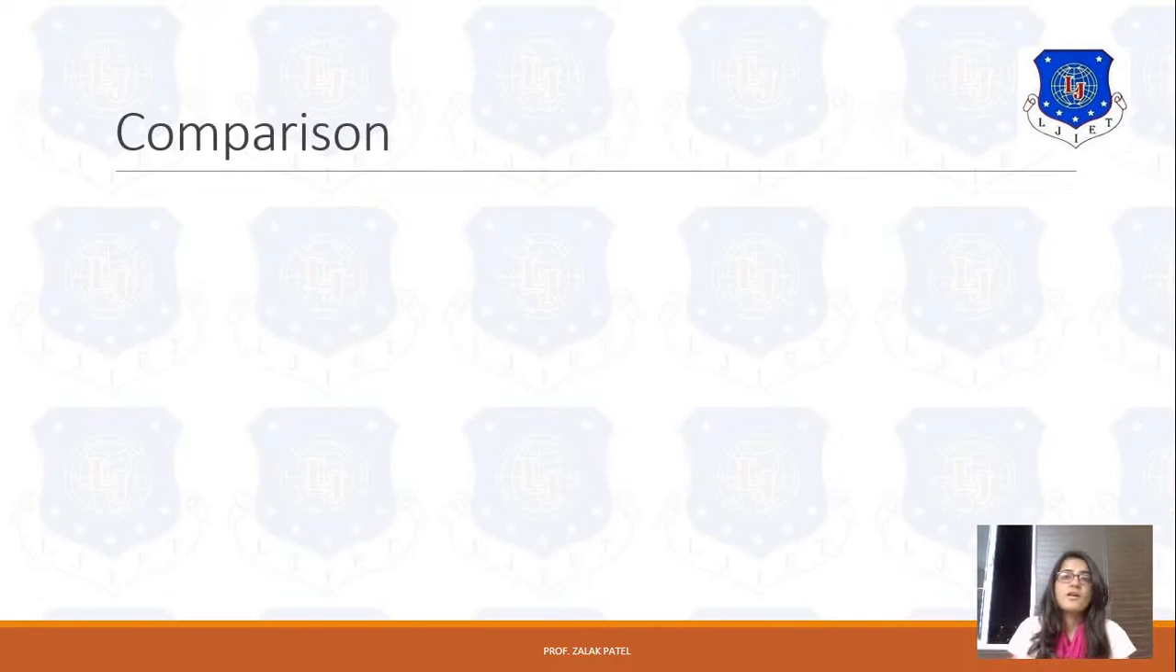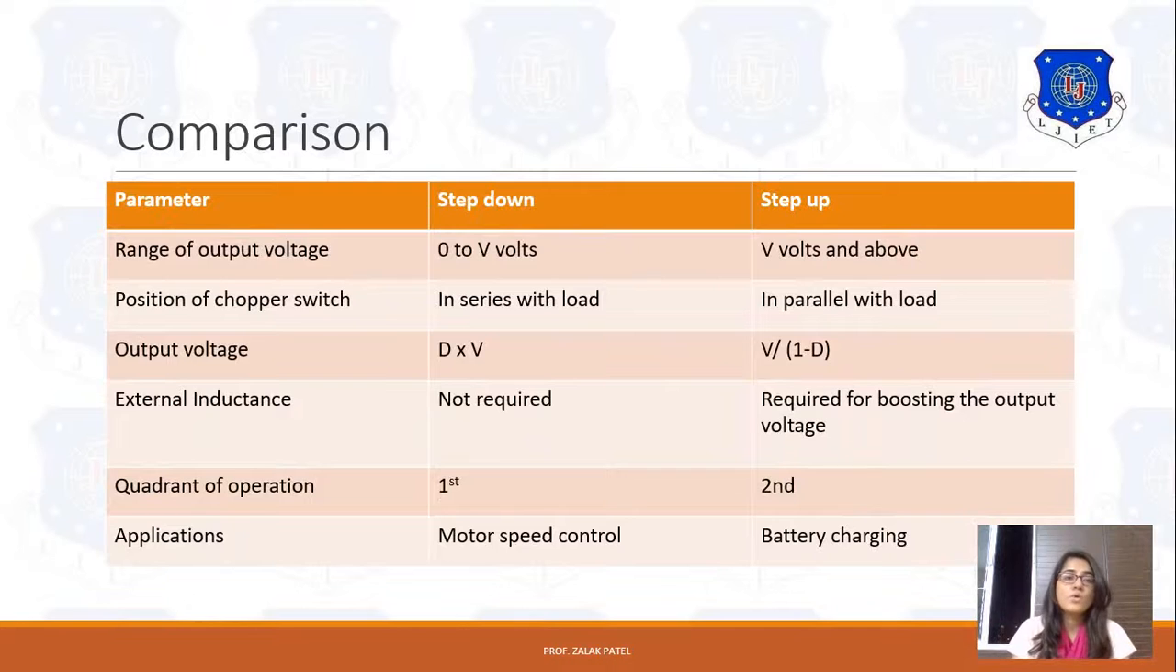Now let's take one comparison for step up and step down chopper. So this can be asked either in 3 or 5 marks. So let's compare them with the different parameters. So first parameter is the range of output voltage. In case of step down, we will see that for the step down chopper, it can be either 0 or V volt, not above the V volt. But in case of step up, it is possible to have the voltage above V. So this is the first difference in terms of range of output voltage.